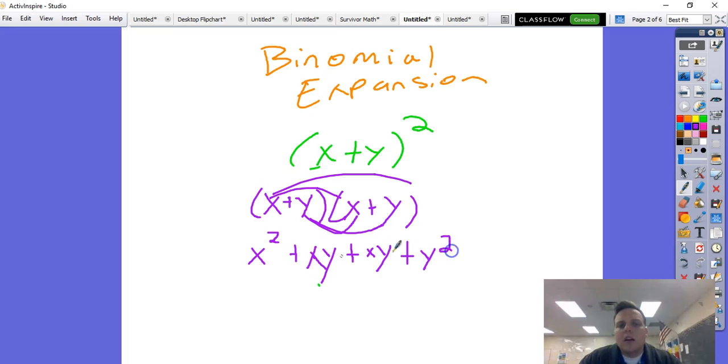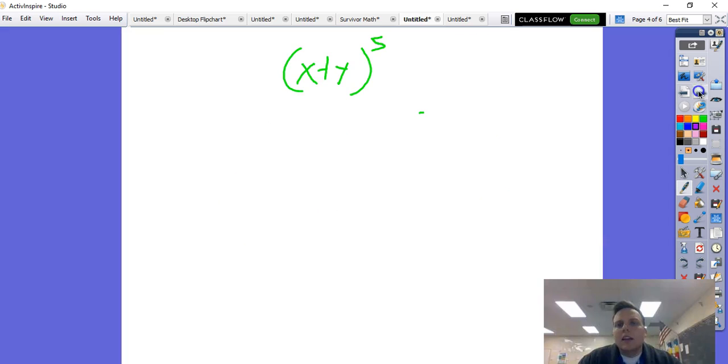And then you're probably like, oh, okay, I can combine these two middle terms and get x squared plus 2xy plus y squared. And you're like, that's a breeze. I love this problem. Let's do more of those. Well, what if we had something like x plus y to the fifth? Then all of a sudden you're like, oh man, I have to write that out 5 times? I don't want to do that.